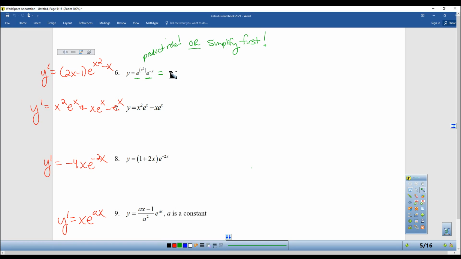So I'm going to simplify it. I'm going to write it as e to the power. When you have two like bases, you add their exponents. And now it's an easy problem. This is my u, right? So the derivative of e to the u is e to the u times the derivative of u, which is 2x minus 1. That's my answer.